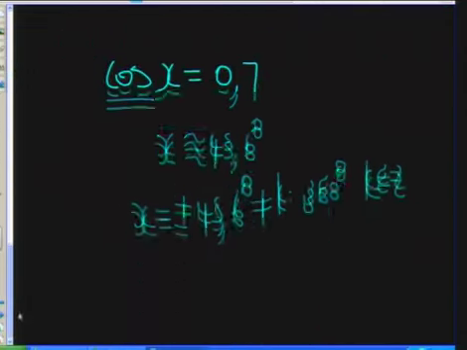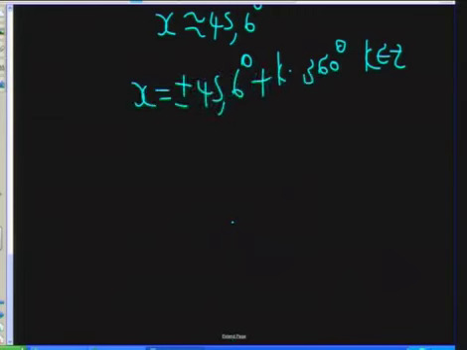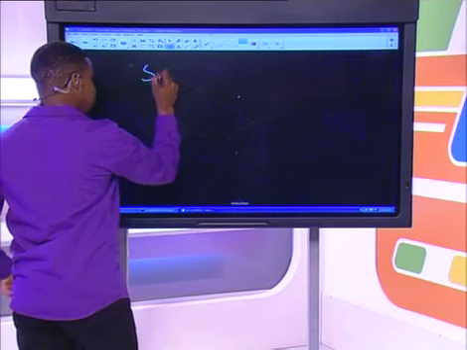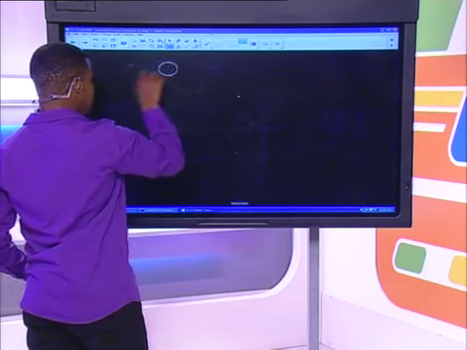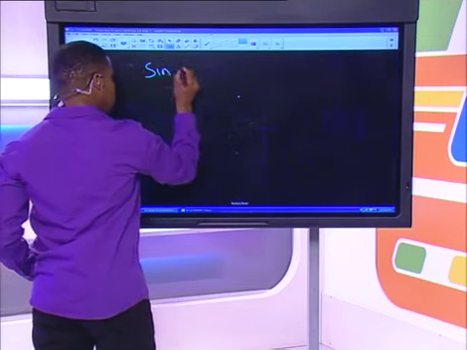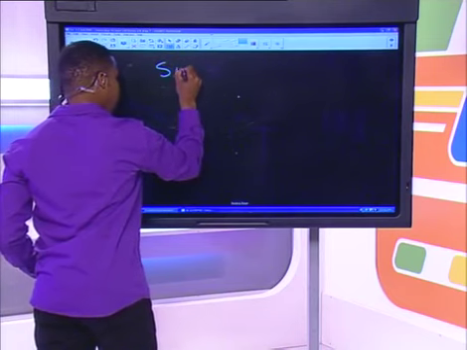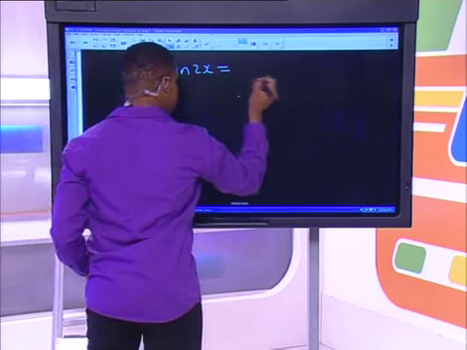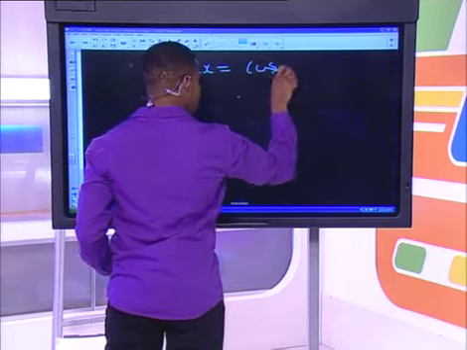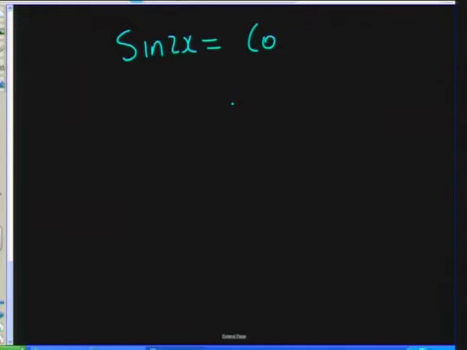Okay. Let me try to do another example. Let's see if I can get one problem again. Let's say we have sine 2x is equal to cos 30 degrees. Okay, look at another example. This is find the general solution.